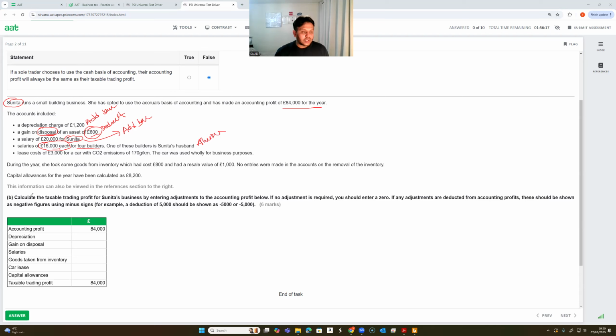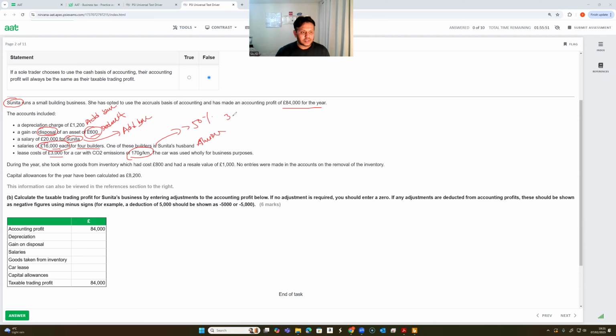And then the next one, lease cost 3,000. And this time the car is more than 50 gram. So remember the car, if it is more than 50 gram, we have to take back 15%. If you remember the table, we have 3,000 multiply 15%, 450.